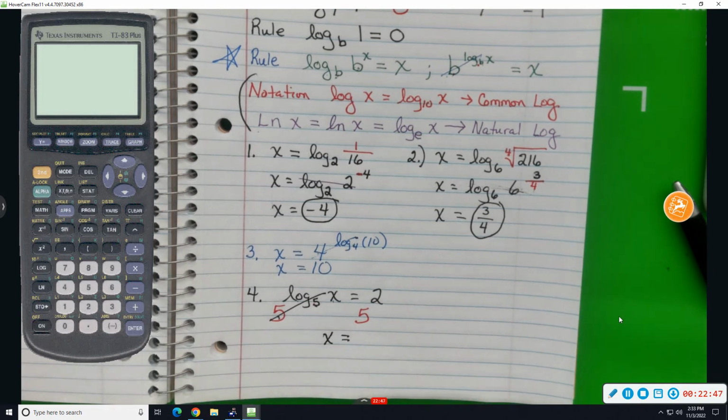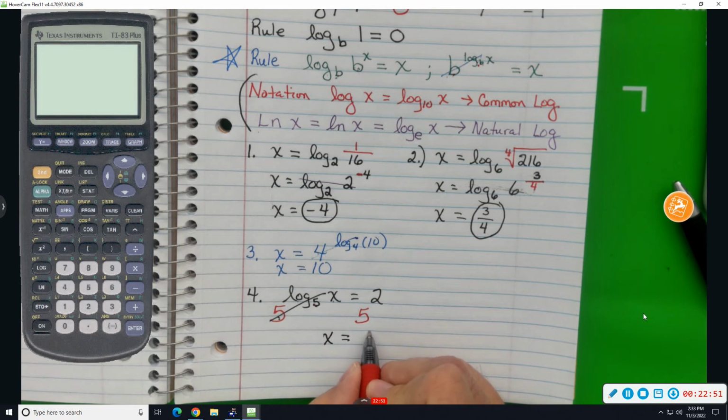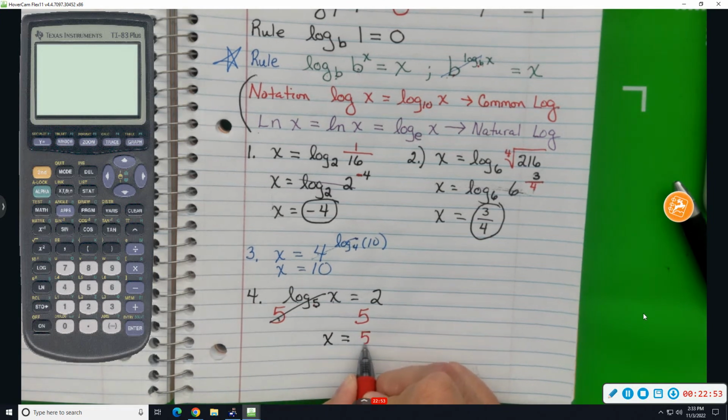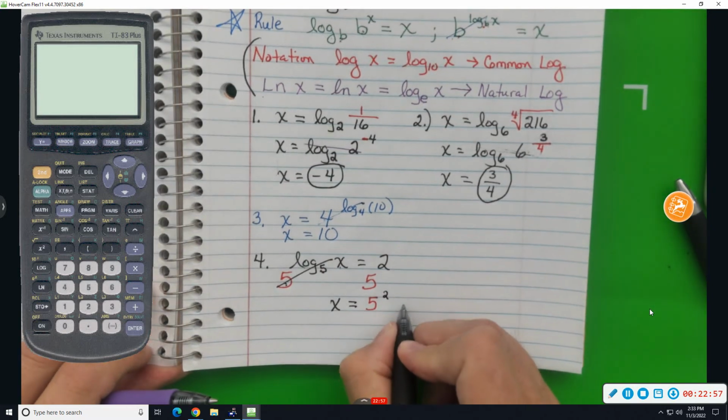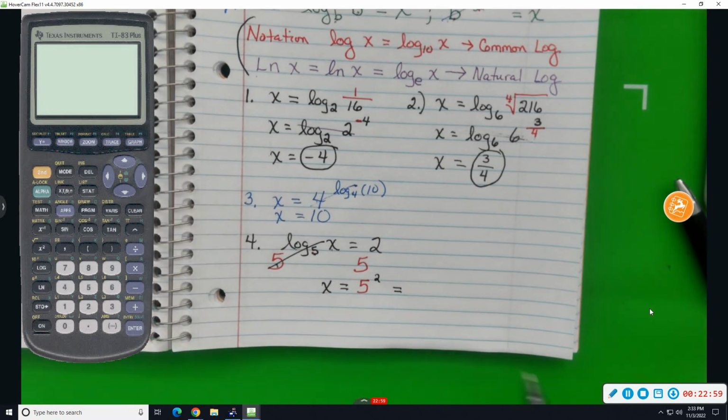Now, don't say 10. The right-hand side, let me write it a little neater. It's 5 to the power of 2. So 5 squared, 25.